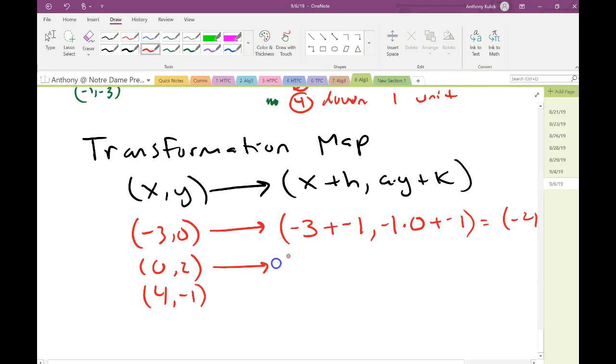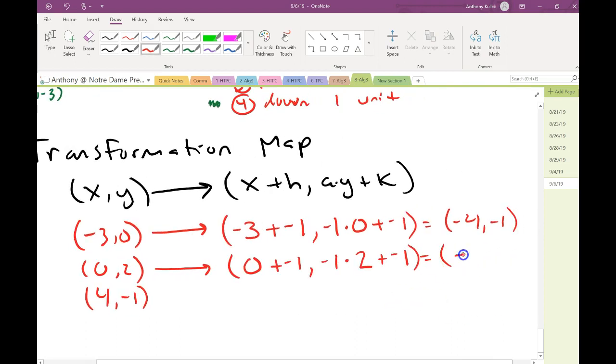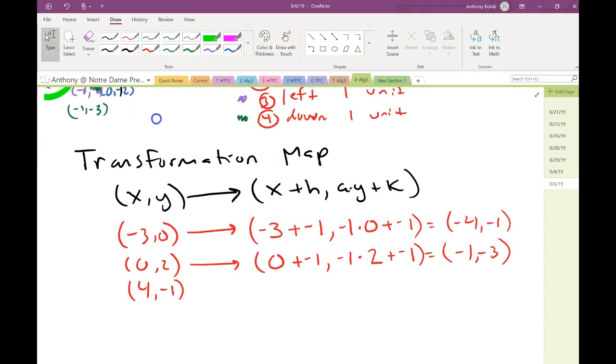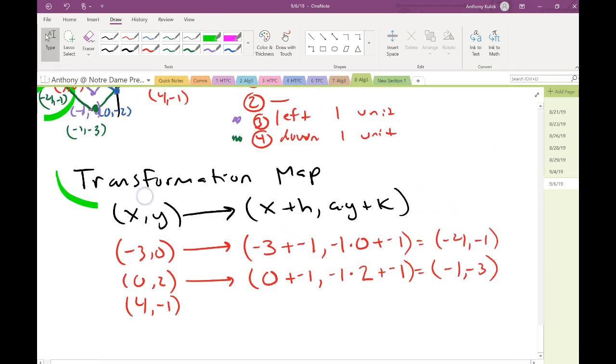If I do the same thing here, my x coordinate is 0, my h is negative 1, my a is negative 1, my y coordinate is 2, and my k is negative 1. So that's going to give me negative 1, negative 3, which if I go back and look at my graph in green, is the bottom point from my green graph.